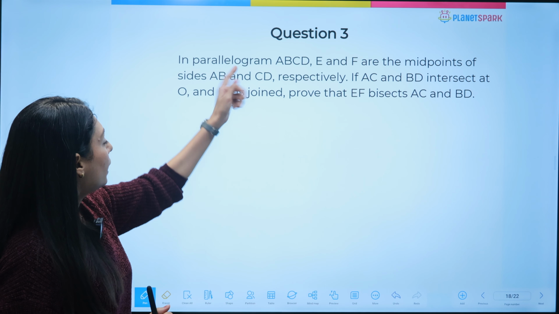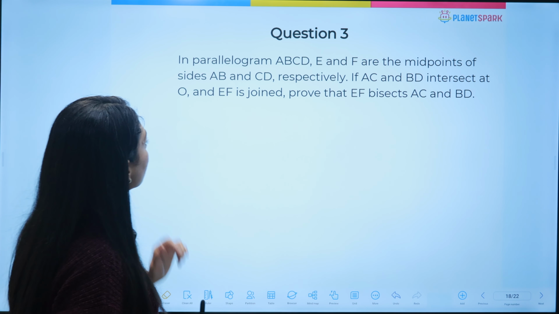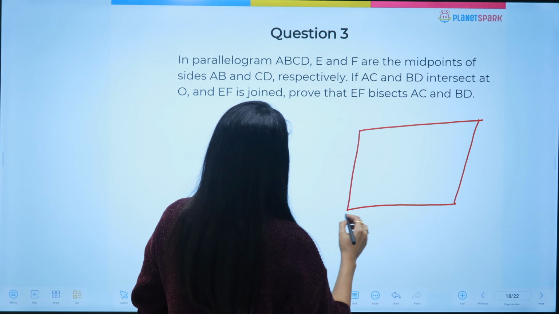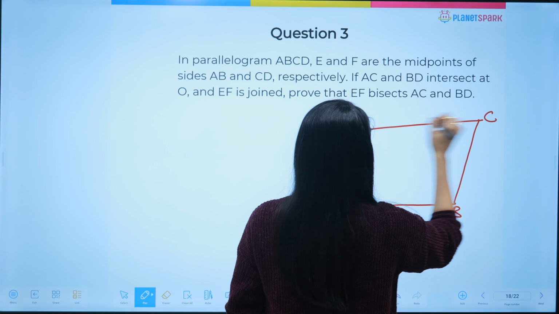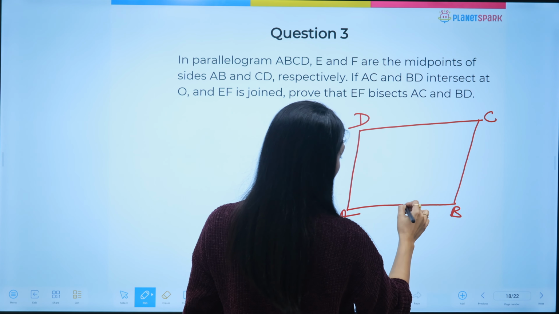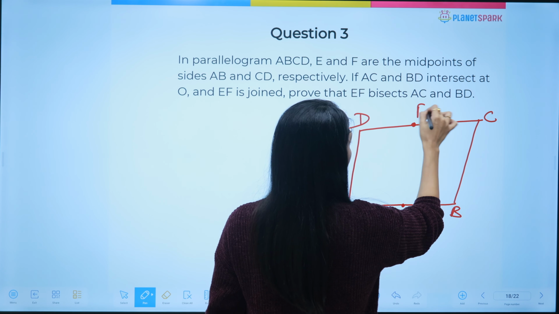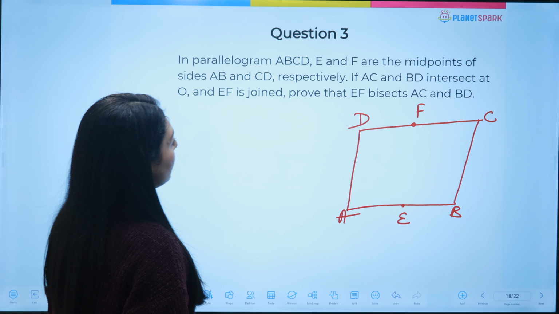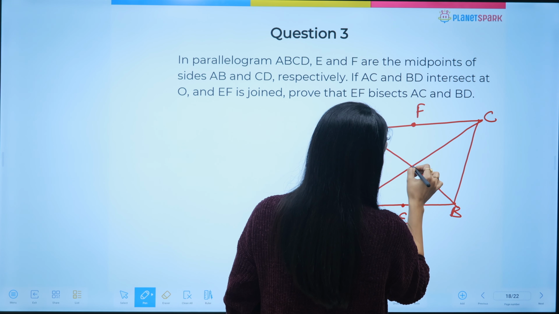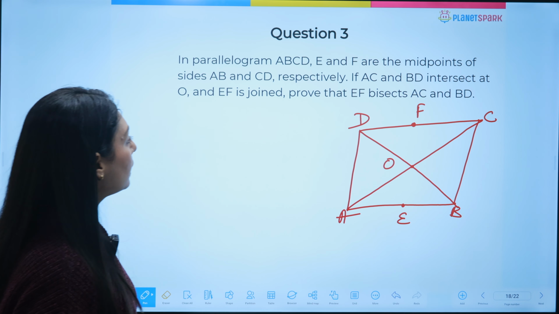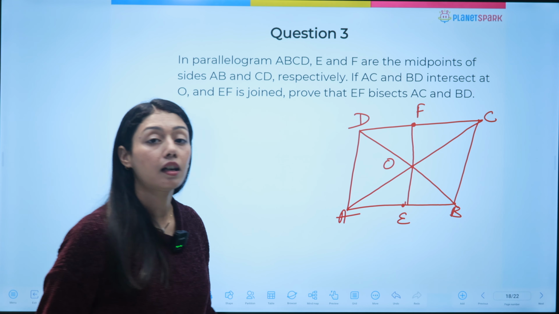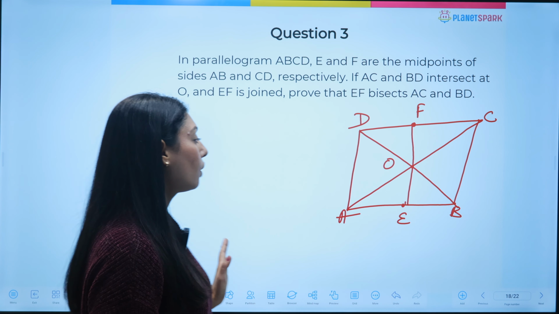Okay, next one. In a parallelogram ABCD, E and F are the midpoints of the side AB and CD. Okay then, we have a parallelogram here, ABCD. E and F are the midpoints of side AB and CD, so this is E, this is F. If AC and BD intersect at O, okay, AC and BD intersect at a point O here, prove that EF bisects AC and BD. So, EF bisect इसे तब करेगा when they are intersecting at the same point. It passes through that point of intersection O there.